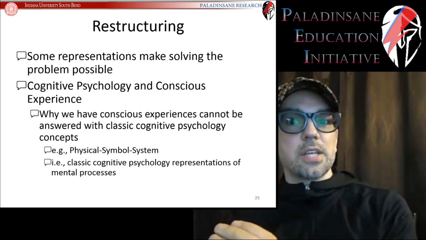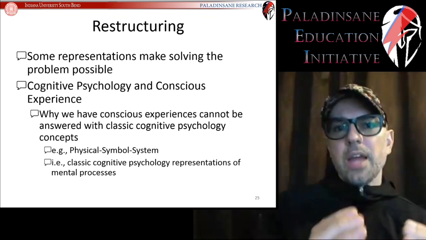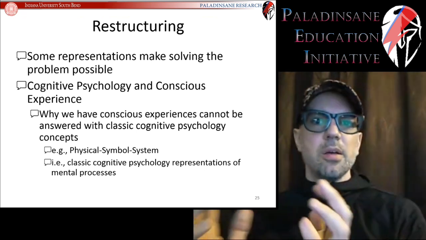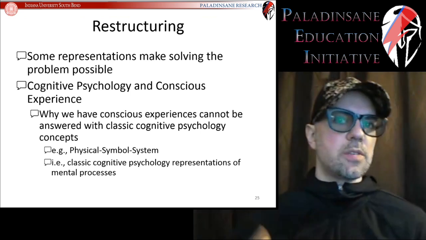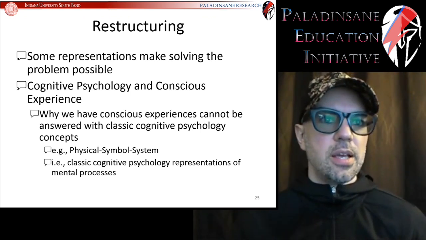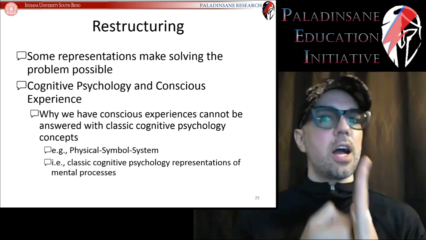And along came cognitive psychology and said, hey, we're going to restructure our ideas of behavior, not as just behavior and environment, but as internal representations that get manipulated. And we're going to use this physical symbol system hypothesis. And now cognitive psychology is running into a problem with consciousness.